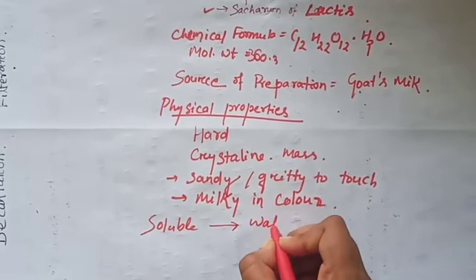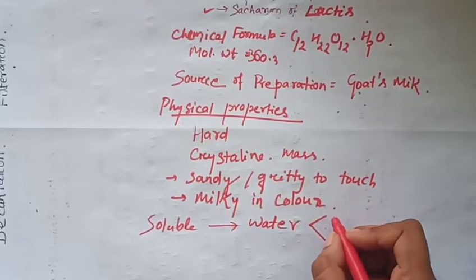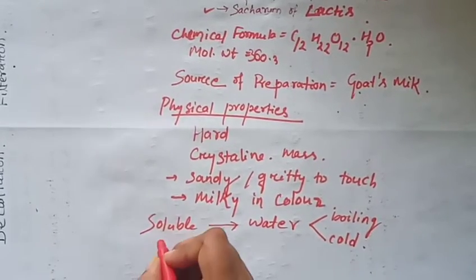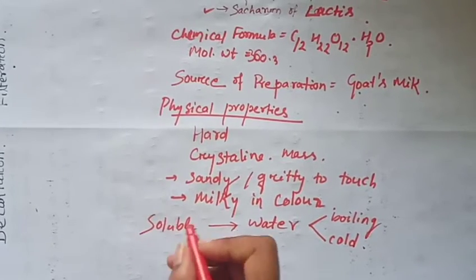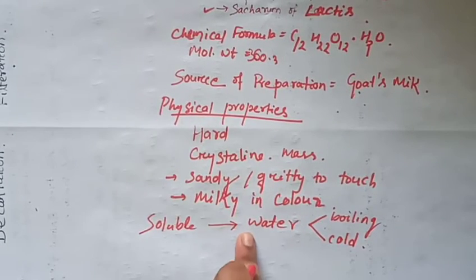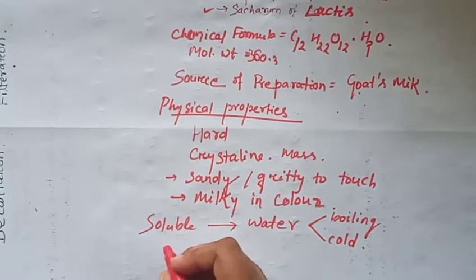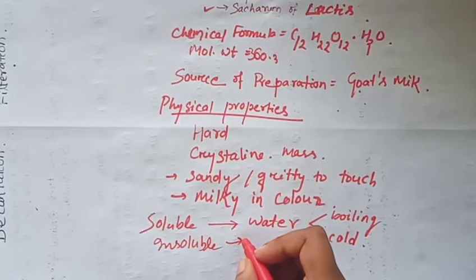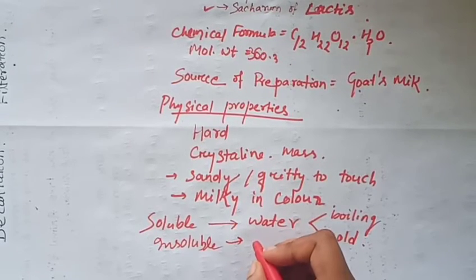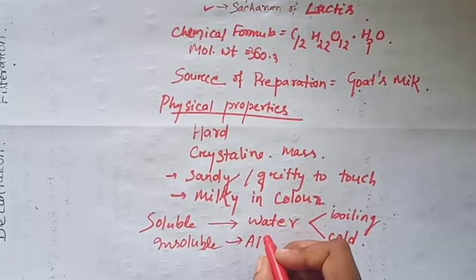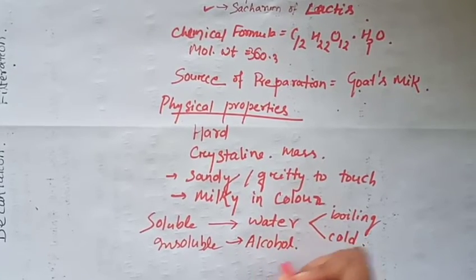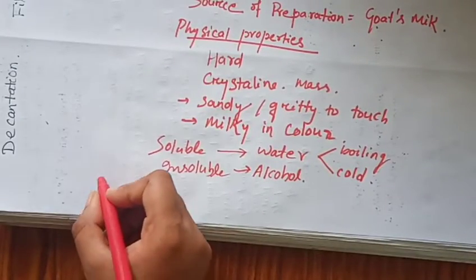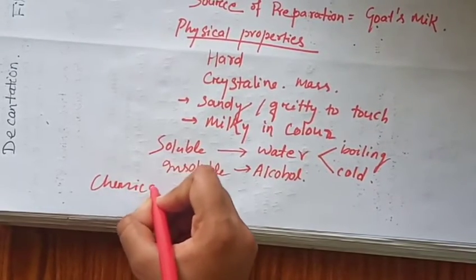Its solubility: it is soluble in both hot and cold water, that is both boiling and cold water. All types of water can dissolve it. It is insoluble in alcohol. So in preparation, alcohol should be used in minimum quantity, because it is insoluble in alcohol. Then the chemical properties, which are important.